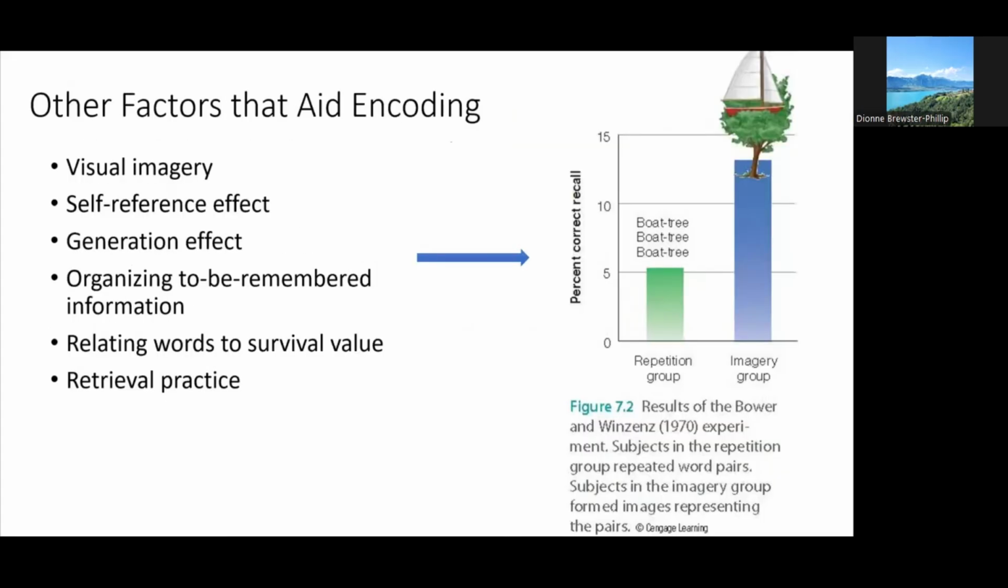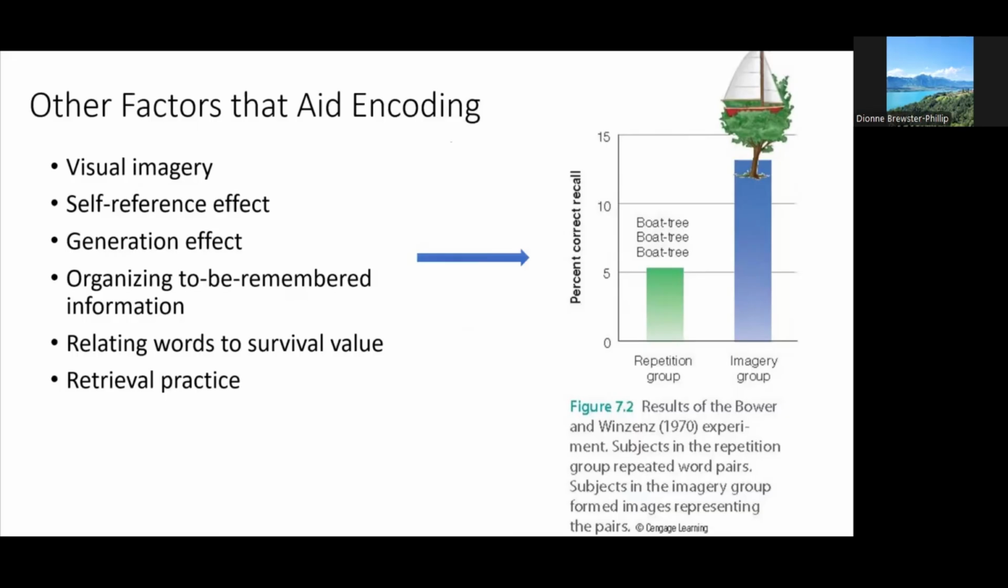Here we have some other factors that aid in encoding. One we could talk about is visual imagery, where we use paired associate learning or mental pictures where two items can interact, right? So if we create a visual image of the item and we are trying to recall the item, we are more likely to retain or encode that information, right? There's also the self-reference effect.